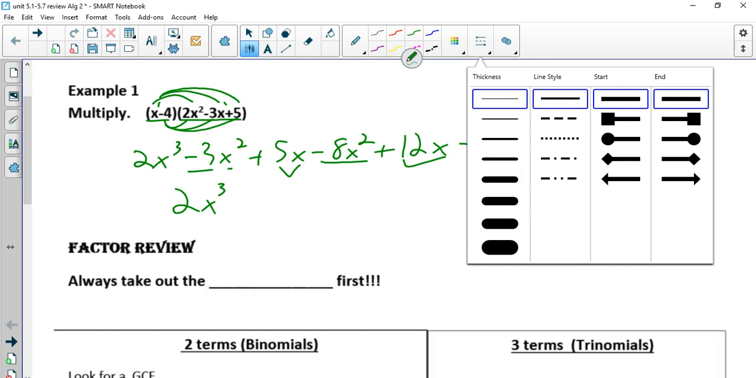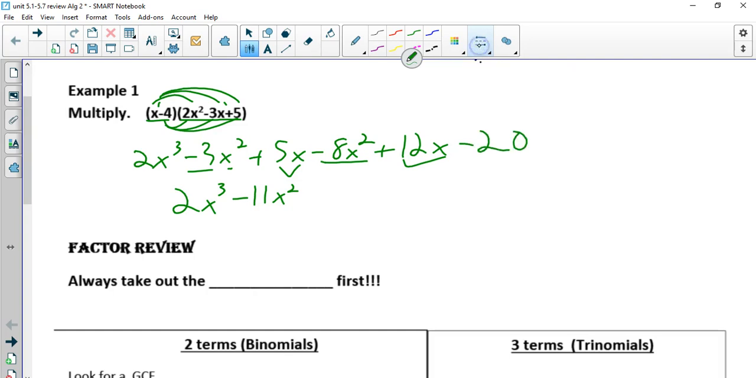And then negative 3x squared minus 8x squared is going to be negative 11x squared. 5x plus 12x is going to be plus 17x. And the minus 20 is by itself. And there is the final result.